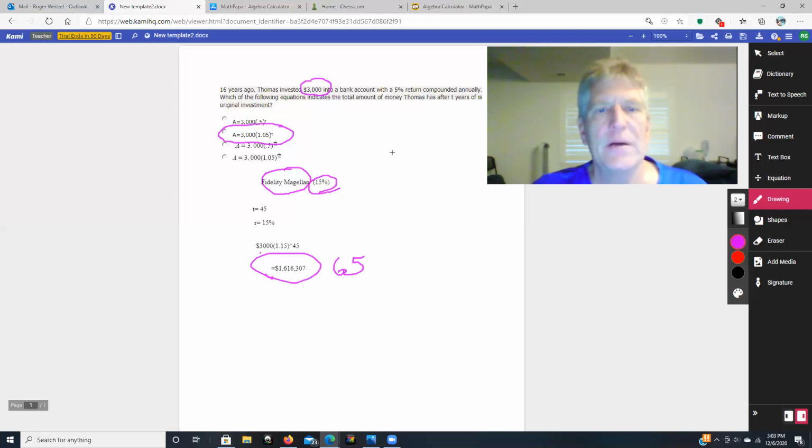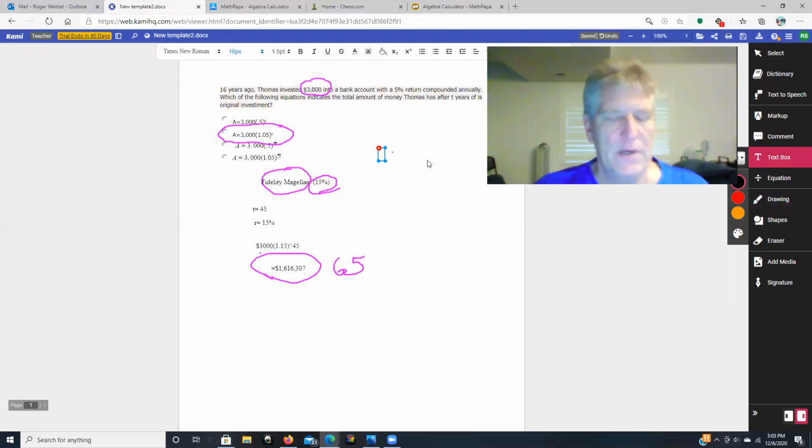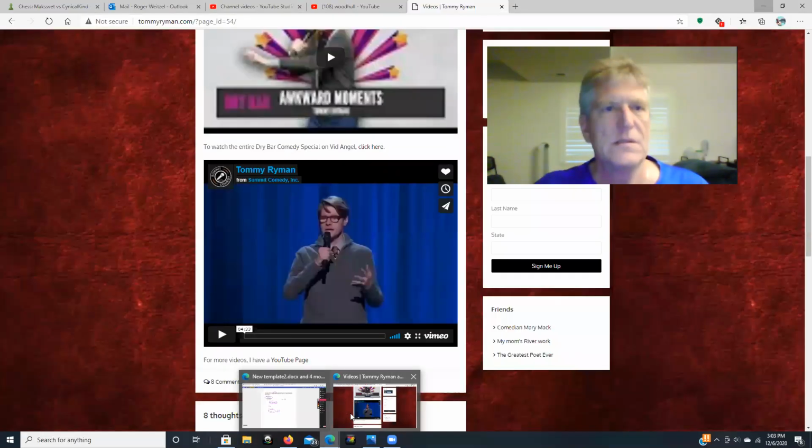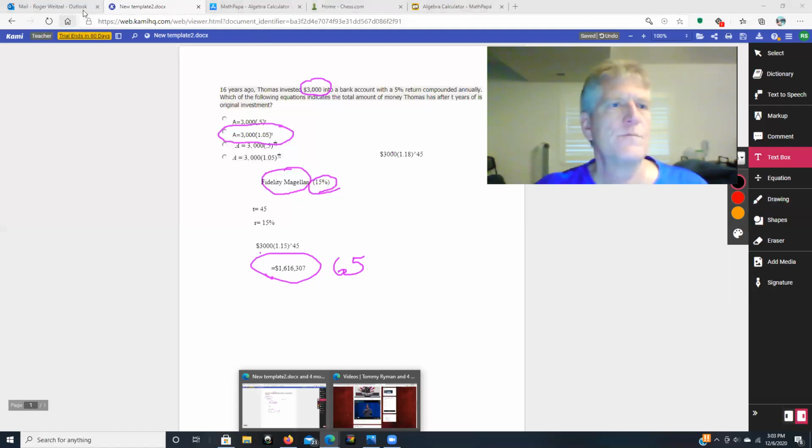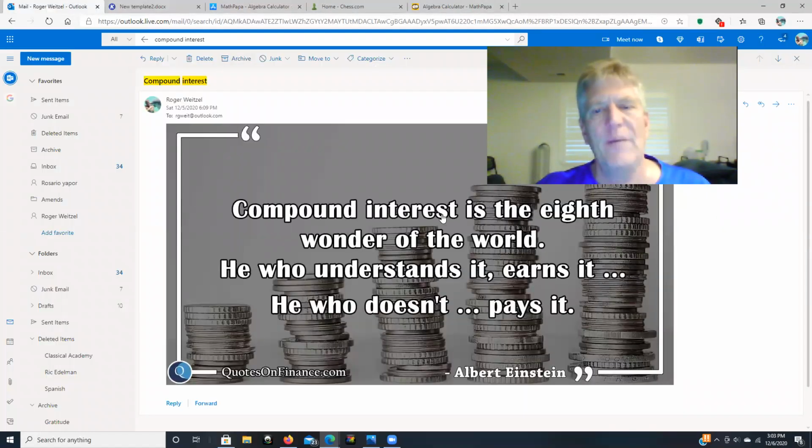This is a lot better than if we have $3,000 on our credit card and we're paying 18% interest rate, and we do that for 45 years. Now, this is where we were saying that compound interest is the eighth wonder. He who understands it earns it. He who doesn't pays it.